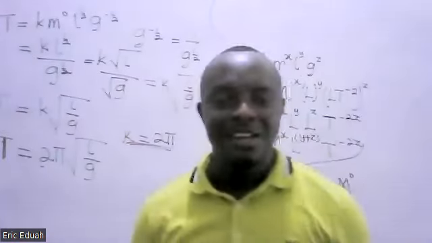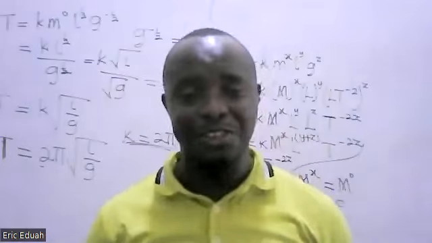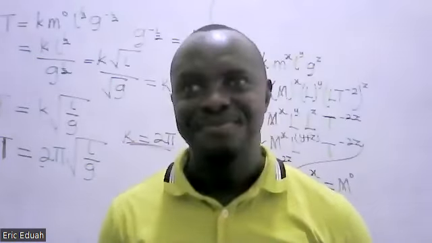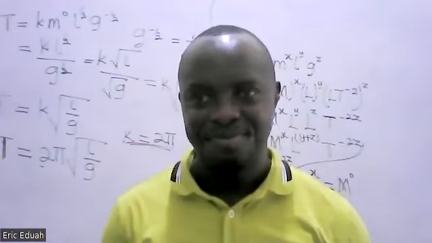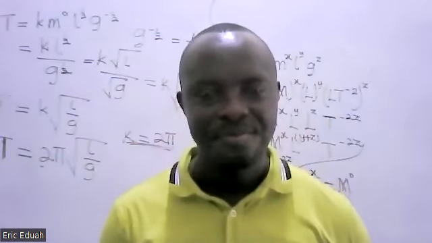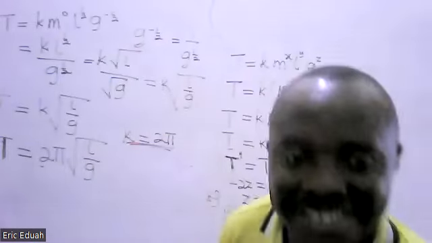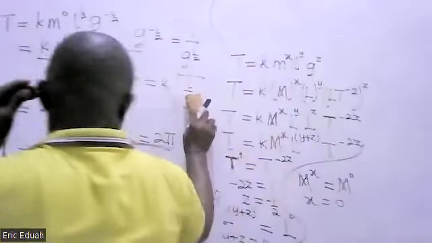Okay, thanks for finishing on time. What did you get? Yaba, what did you get? E is equal to MC squared.